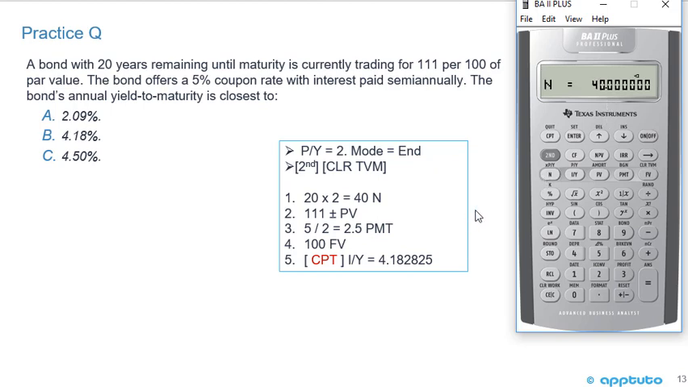Now it's giving us the price, 111. So we're going to do 1, 1, 1, but we're going to hit the plus minus key because it has to be negative, and we're going to make the price negative, so that's the present value. Okay, it's a 5% coupon, but it's semi-annual. 5% on 100 is 5, divided by 2 is 2.5 on the payment. So 2.5 on the payment, and of course it's $100 face value, future value, par value. And in this case, we're computing the I/Y, and we're getting 4.1828. So the correct answer is B.